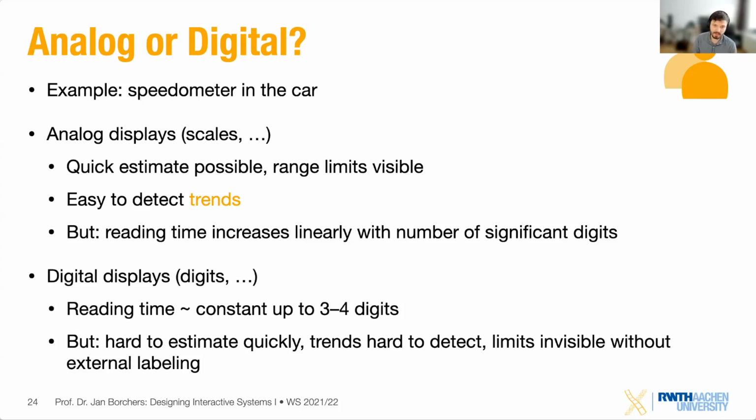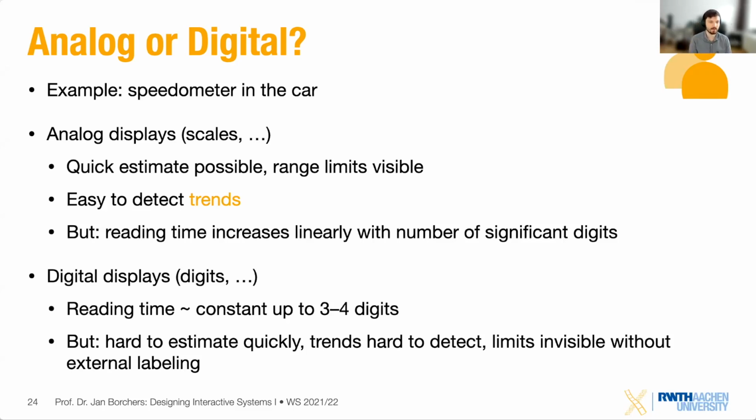Digital displays, on the other hand, so digital scales, there you probably have a constant reading time, so you can quickly see, aha, this is 1 volt, for example, or this is 5 volt, and independent of how much accuracy there is, the reading time is more or less constant when we think about displays having just 3 or 4 digits and being able to show all of those numbers.